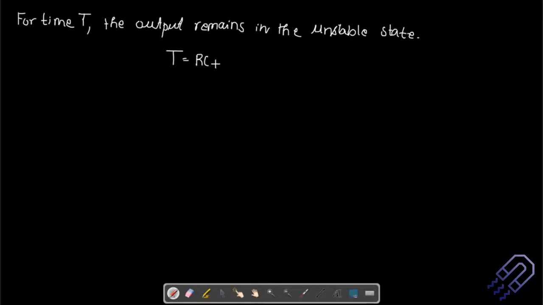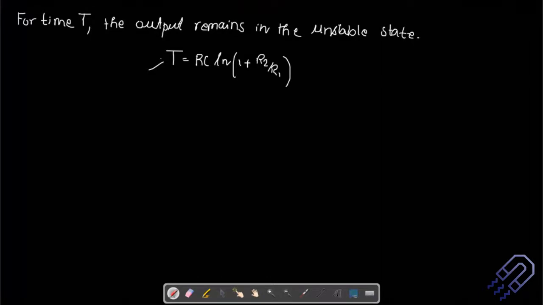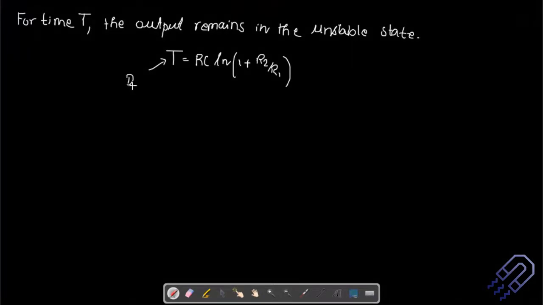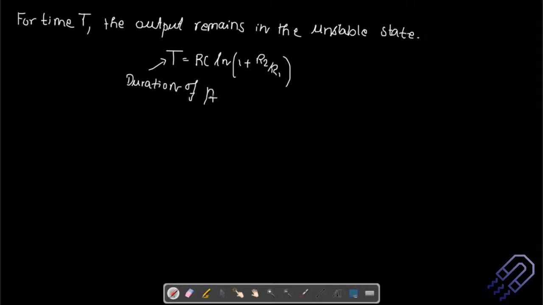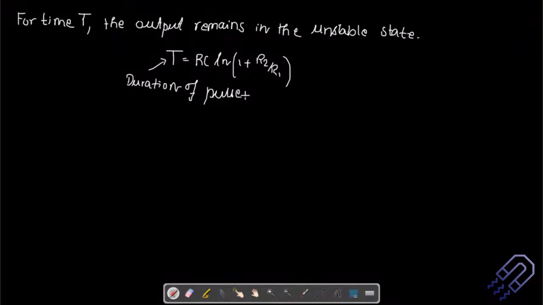RC times the natural log of 1 plus R2 by R1. Derivation not needed, we don't do it. So this T, we can actually say is nothing but the duration of the pulse. This is the duration of the pulse. So I will just discuss one problem maybe.